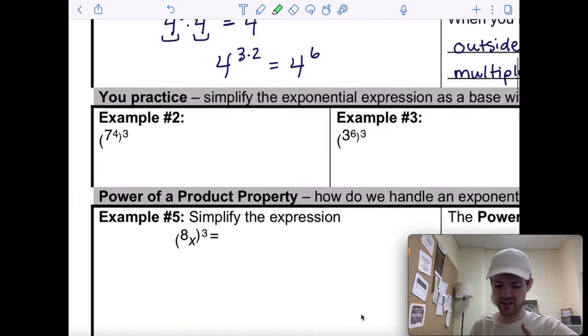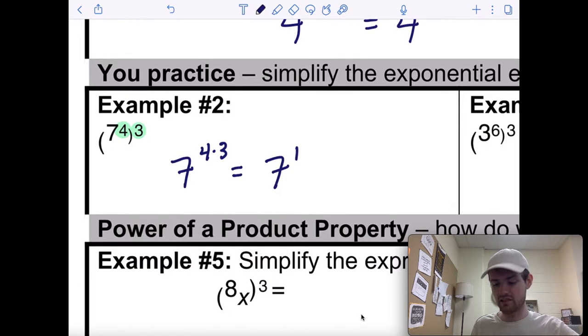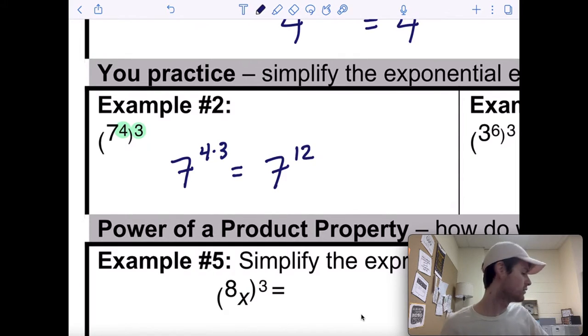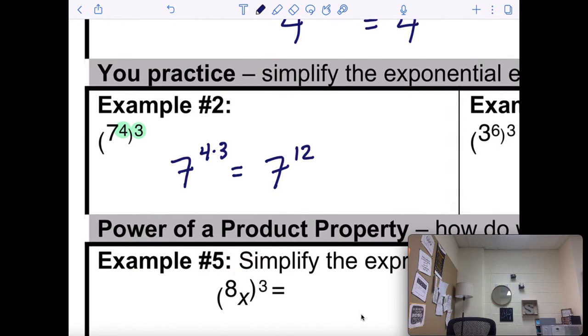Here's some quick examples. All we have to do, oh, I see 2 powers. All we have to do, 7 to the 4 times 3, which simplifies to 7 to the 12th. Now, shoot, I did this in the last video, I'm doing it now.